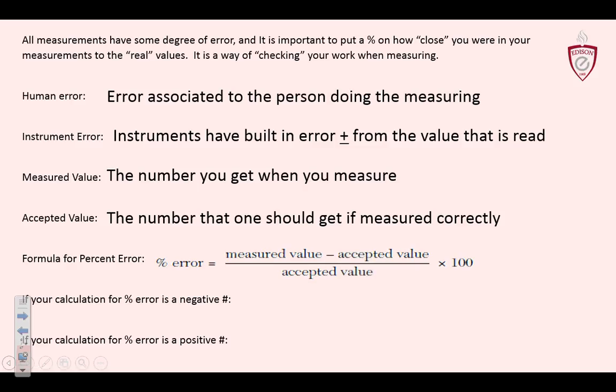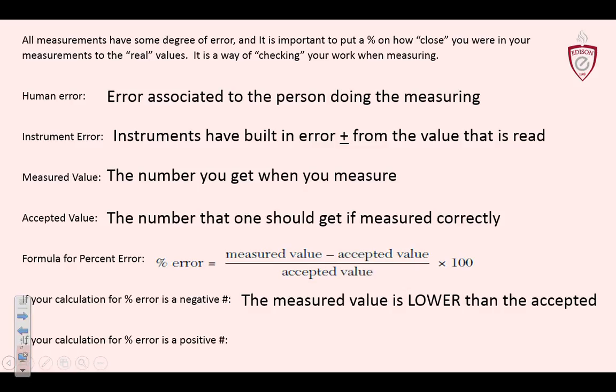This way you can see what percentage, how close you are in a percentage to what you were supposed to get. If you're more than 5% away from what you were supposed to get, you should really think about going back and doing your measurement again. Lower than 5% or lower than 1% is really amazing, excellent error.